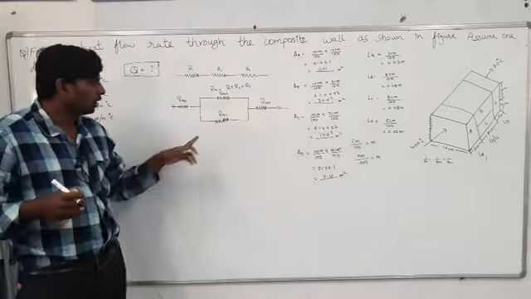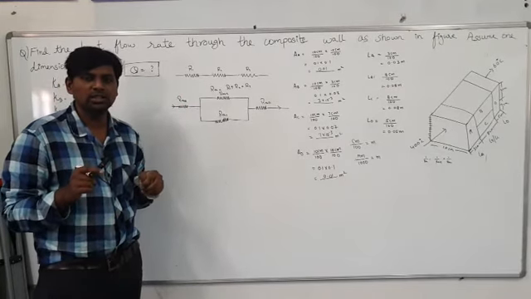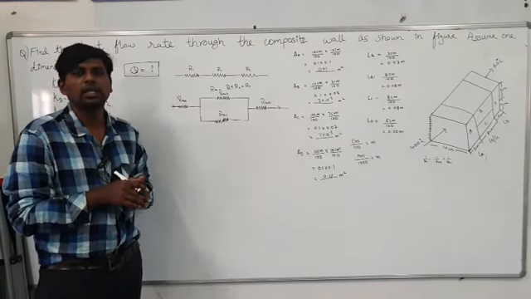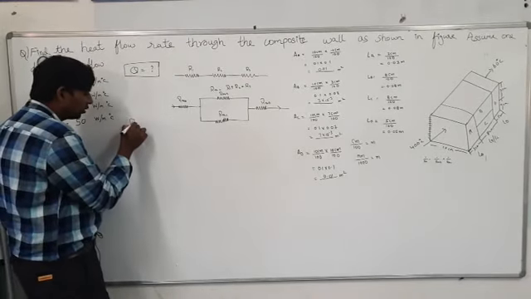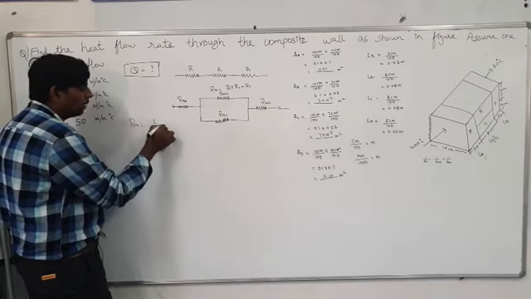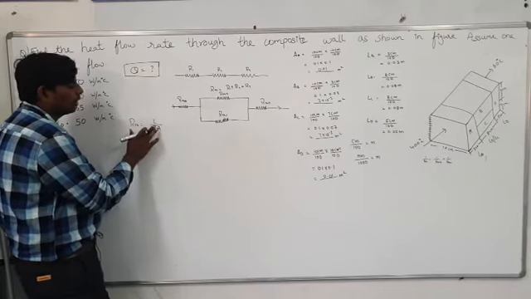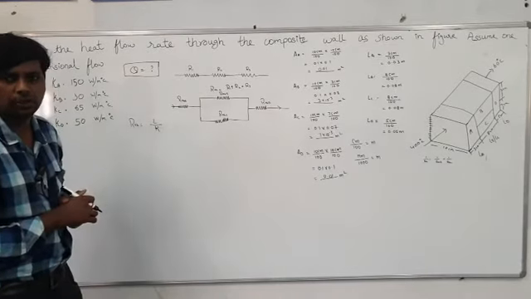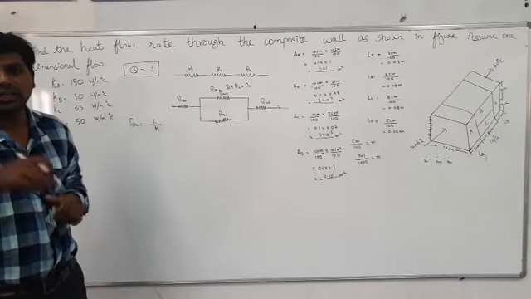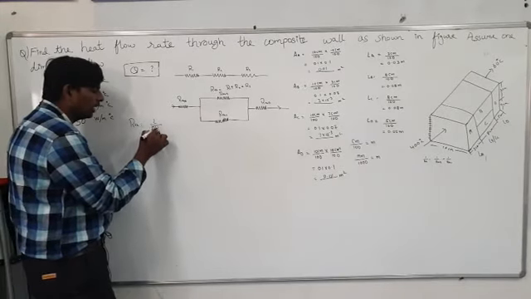Before this, we have to find out the RTH. I told you in the last section, RTH is known as thermal resistance. What is the formula? As you can see here, the RTH formula is L by KA. Normally for RTH you consider L by K. Suppose if area is given, then you have to consider the area also.